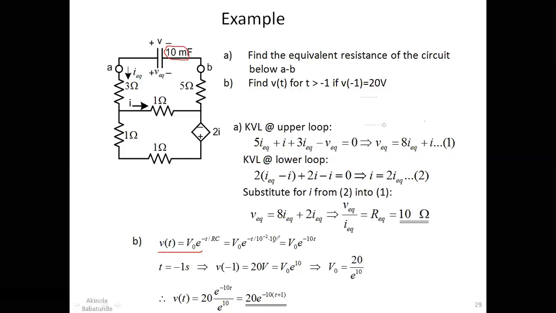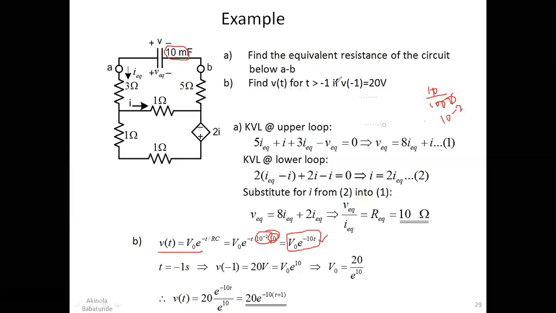Okay, so this is the 10 ohms here for our R, and then our C is going to be 10 millifarad, which is 10 over 1000. That will give us 1 over 100, and that is simply 10 raised to power minus 2. So that's exactly where this 10 raised to power minus 2 came from. If you multiply that, what you're going to be left with is V naught exponential minus 10t at the end of the day.